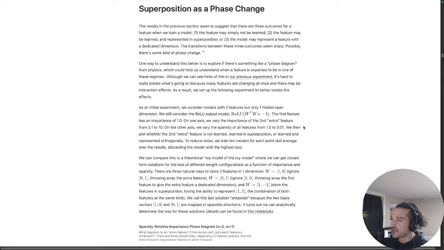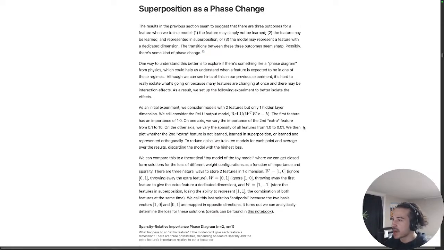The results in the previous section seem to suggest that there are three outcomes for a feature when we train a model. 1. The feature may simply not be learned. 2. The feature may be learned and represented in superposition. Or 3. The model may represent a feature with a dedicated dimension. The transitions between these three outcomes seem sharp. Possibly, there's some kind of a phase change.